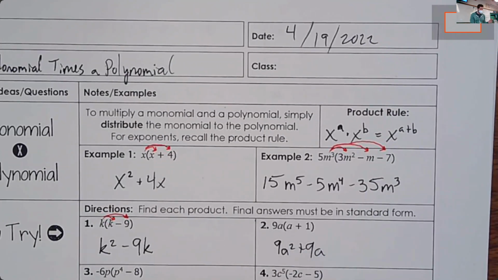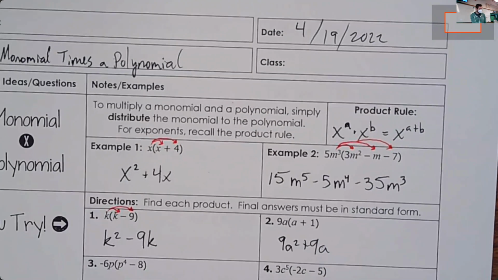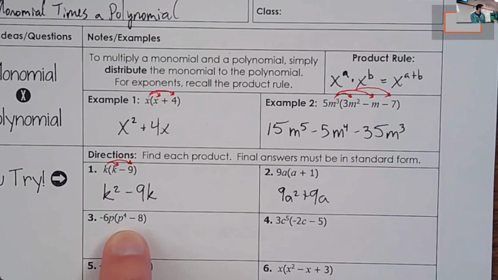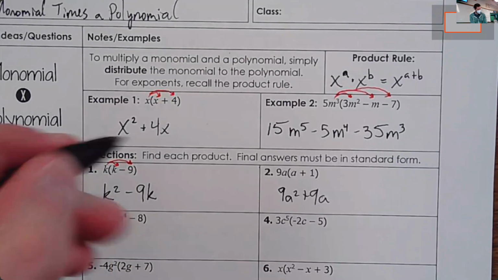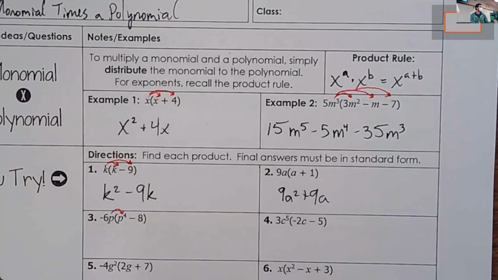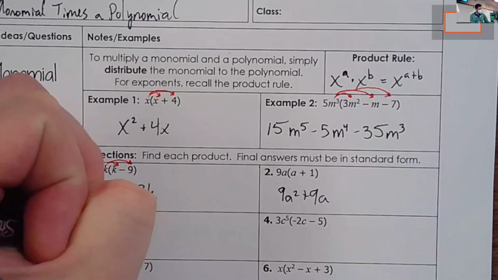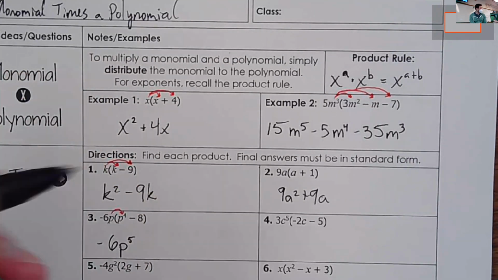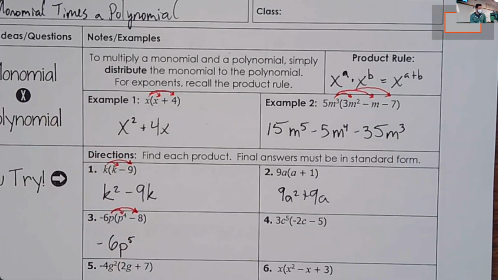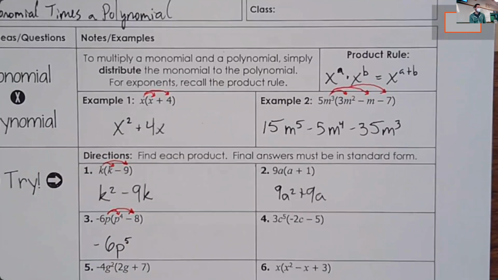We'll do 2 more together, and then you'll do 5 through 14 on your own after that. So 3 and 4. Number 3, negative 6p times p to the 4th minus 8. So we're going to start by multiplying negative 6p times p to the 4th. What does that give us? Negative 6p to the 5th. And we're going to take negative 6p and multiply it by negative 8. Negative 6 times negative 8, what does that give us?